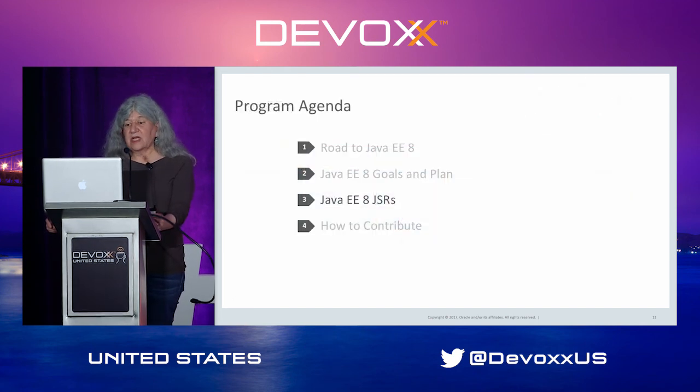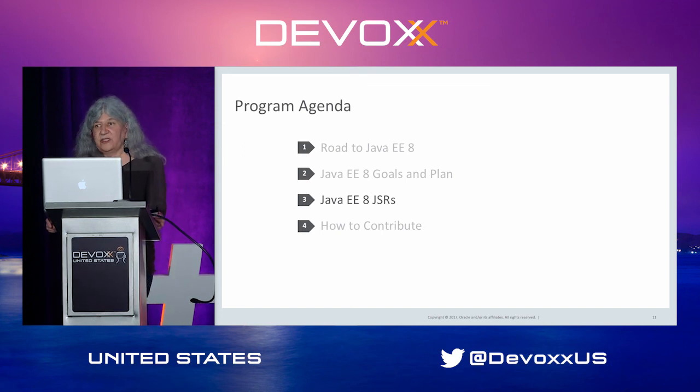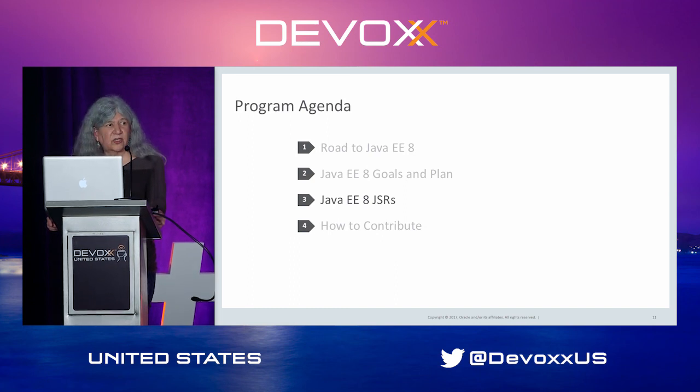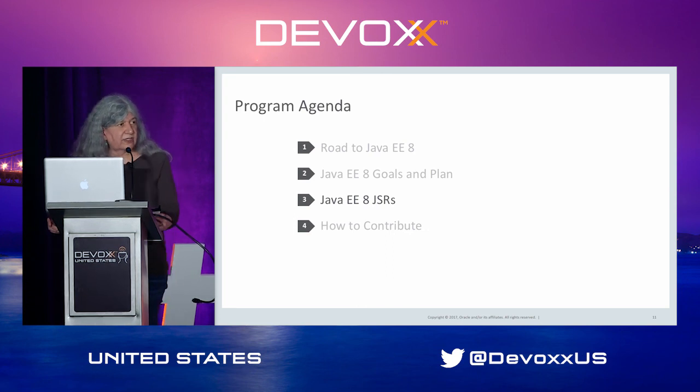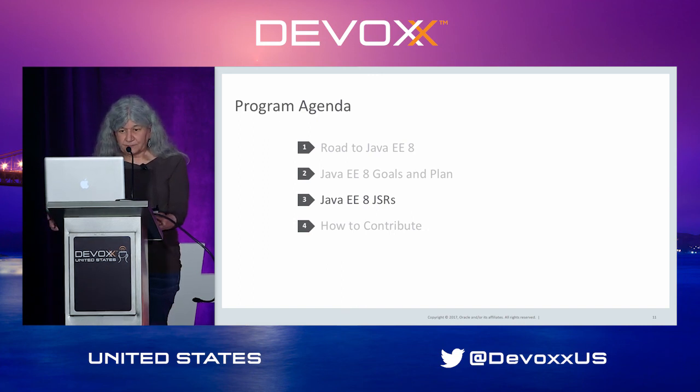Okay, so now I want to focus on some of the new features in these JSRs. And since this is an overview talk, I'm going to need to be brief and just show brief code snippets. A number of our spec leads or expert group members are here at the conference, and they'll be giving talks on related topics, and I'll give you some pointers as we go.